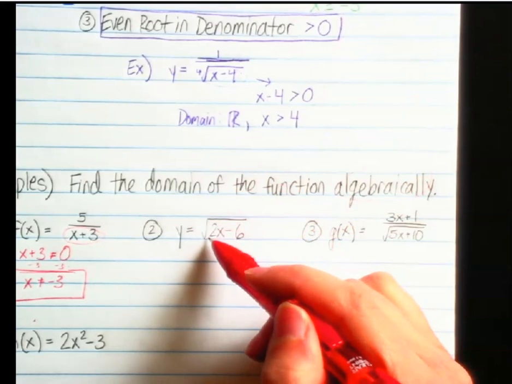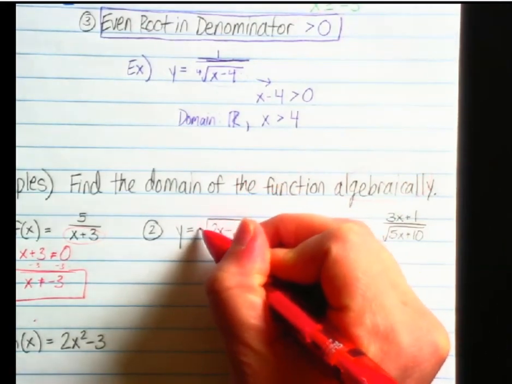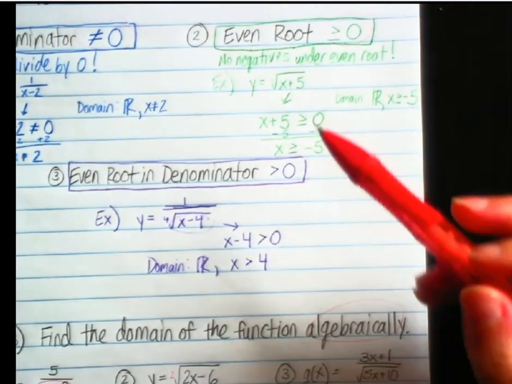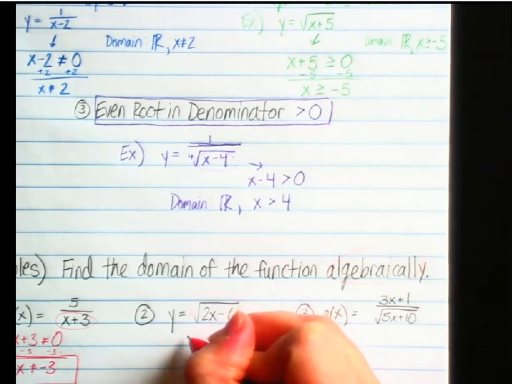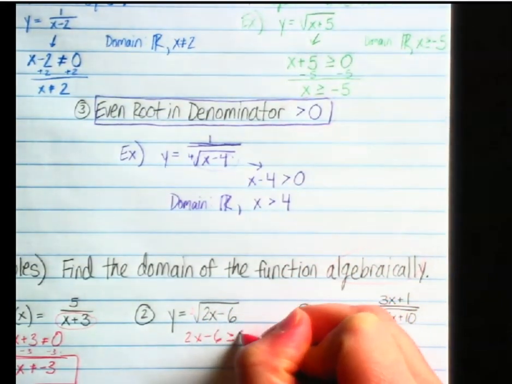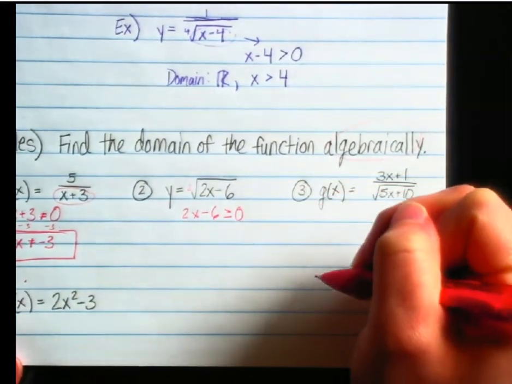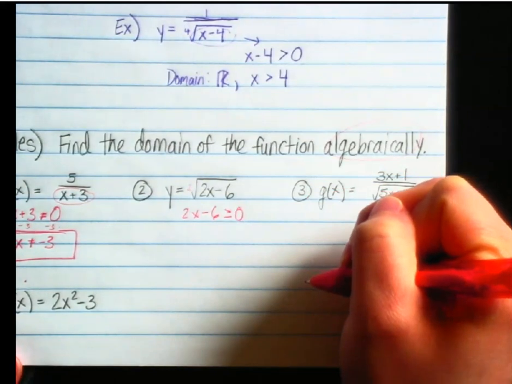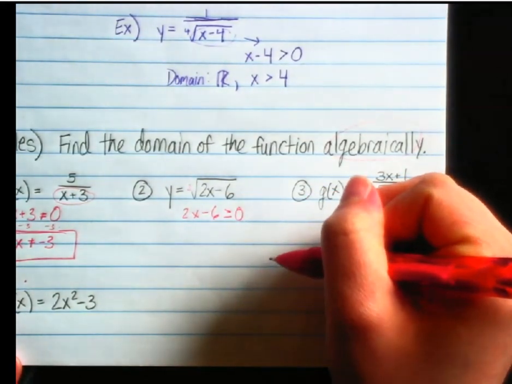So y equals the square root of 2x minus 6. Since the square root is an even root, I'm looking for the even root one, which is greater than or equal to 0. So I'm going to take what's underneath, 2x minus 6, and set it greater than or equal to 0. And that's what I'm going to solve. Again, remember, solving linear inequalities is the same as equations; the only thing to look out for is if you multiply or divide by a negative, flip the sign.